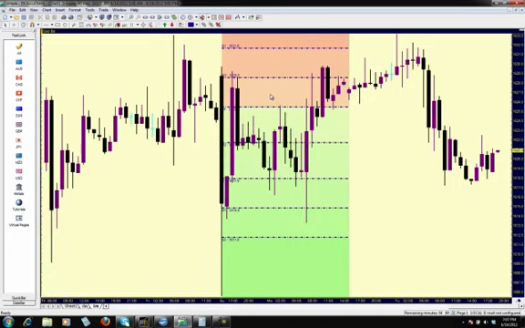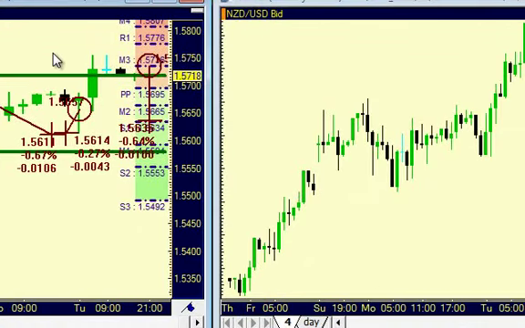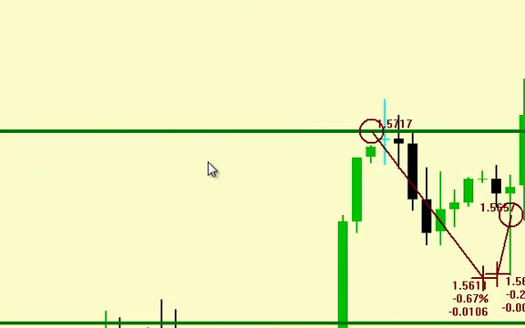So I missed out on gold. Did a good job on the British pound. I'm looking to resell again on the British pound if I can get up to the entry level so I can minimize my risk. Yeah, so that's my analysis for June 20th.